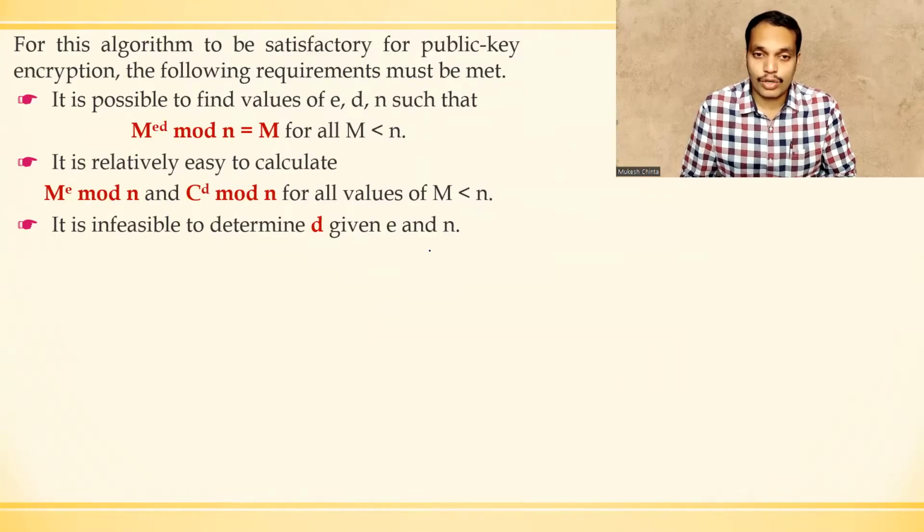And the third one, which I also told you: even if the attacker knows the values of E and N, which is your public key, it should not be possible at all for the attacker to calculate and determine what your private key is. That is your D.